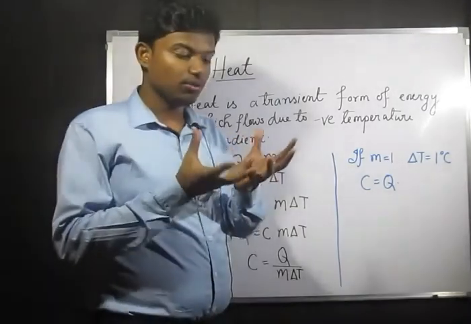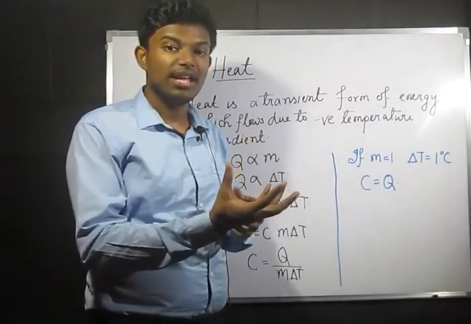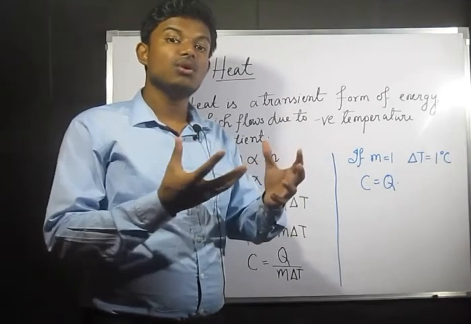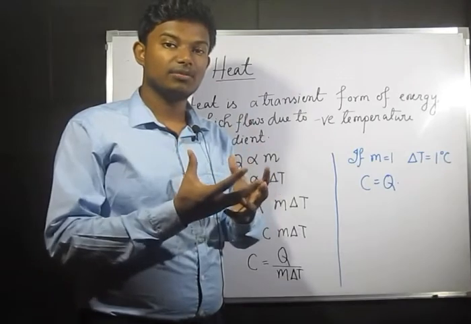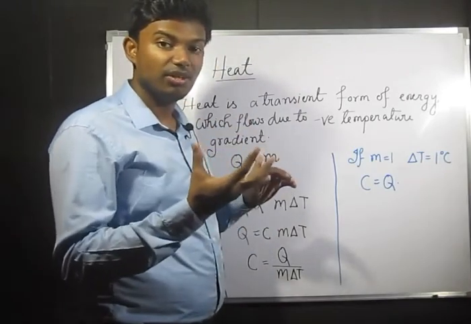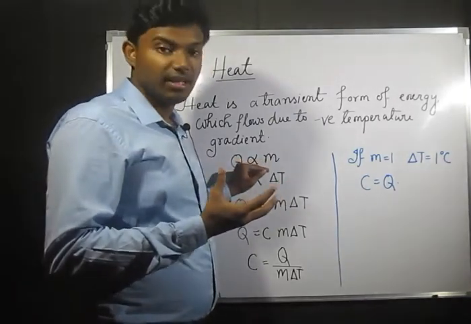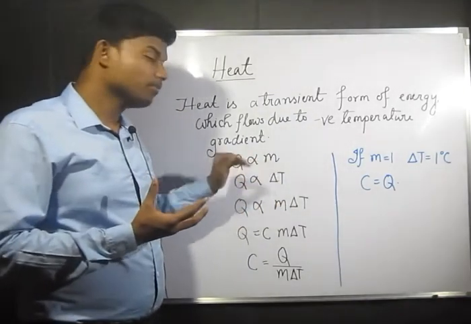Now again we can say that quantity of heat is always proportional to the mass. Obviously, if you need to increase the temperature of a 10 kg body by 1 degree, it will take less heat than for a 100 kg body. In this comparison, the 10 kg body will require less heat. So heat is obviously going to be proportional to mass.